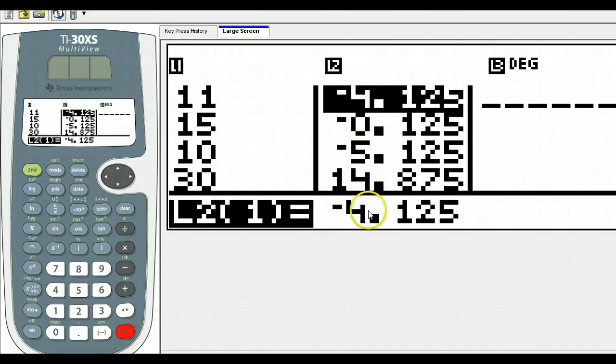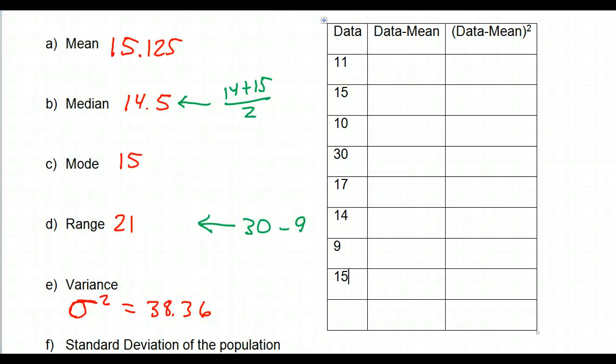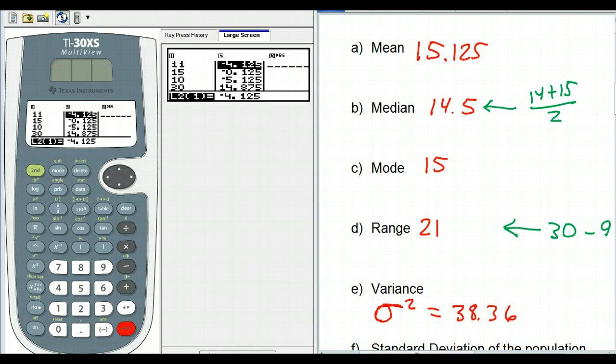So, brip, that's exactly what it did. So now L2 is list 1 minus the mean. So that's how the calculator can automatically do the middle column for us. Okay? Now we need the, so if you're one of my students, you need to write this down. So you're still going to have to copy it over. Okay, so let me just do this a little bit.